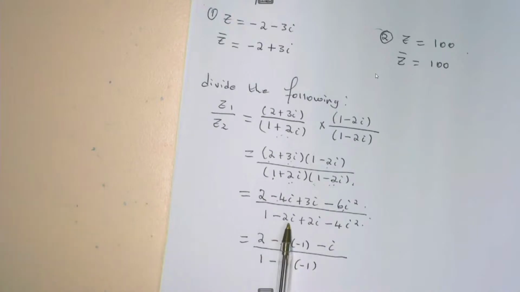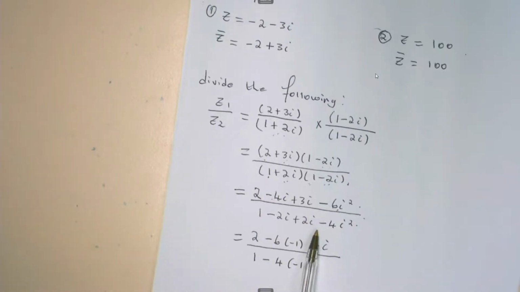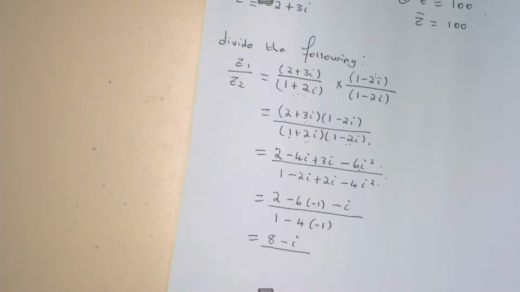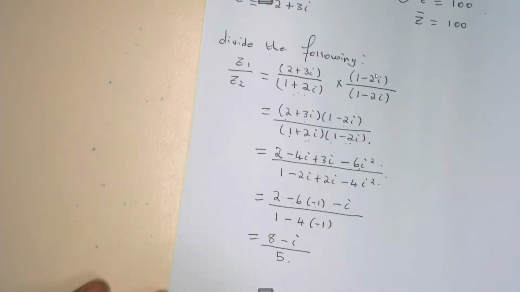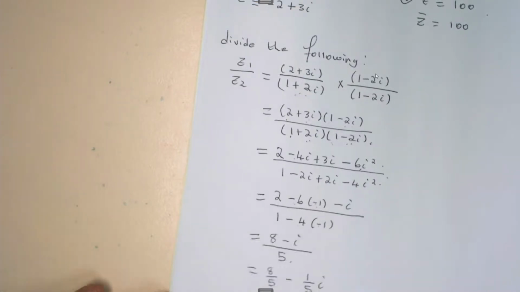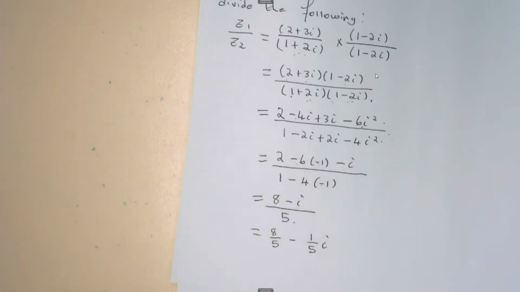Now, minus 2i plus 2i is equal to 0. That's what we know. So negative 6 multiplied by negative 1 will be positive 6, plus 2, it will be 8 minus i, all over negative 1 multiplied by negative 4, which will give us positive 4, plus 1 is 5. Then we have 8 over 5 minus 1 over 5i. That is our complex number.